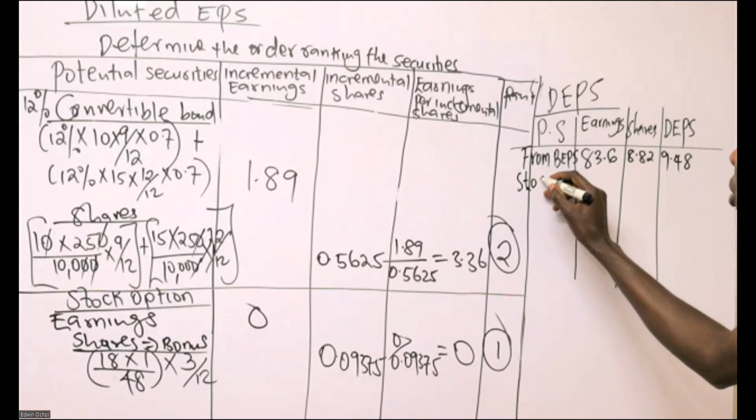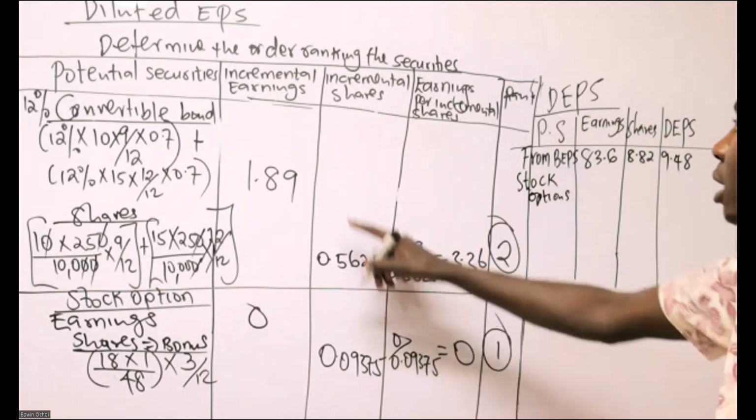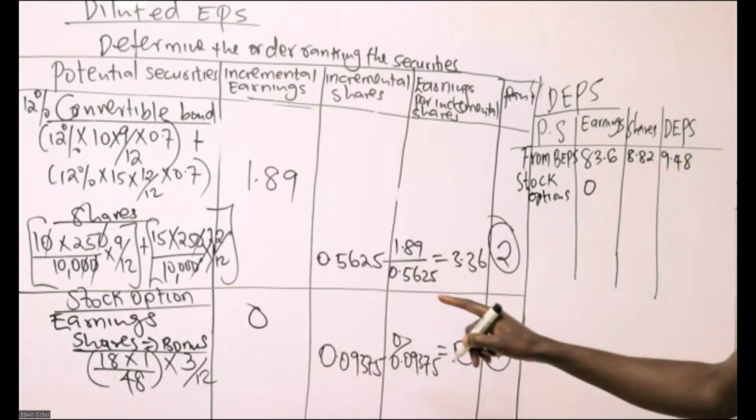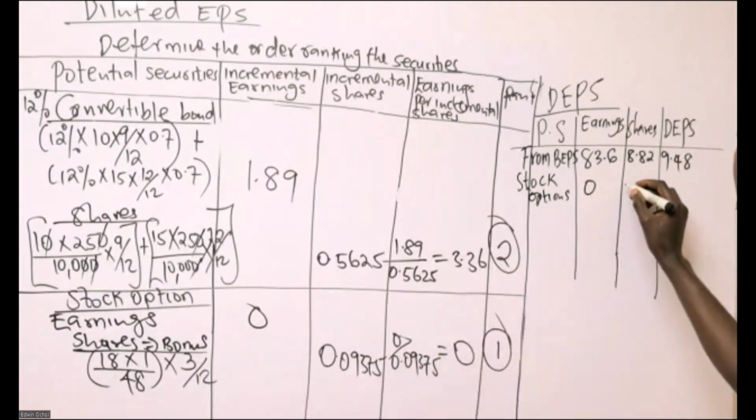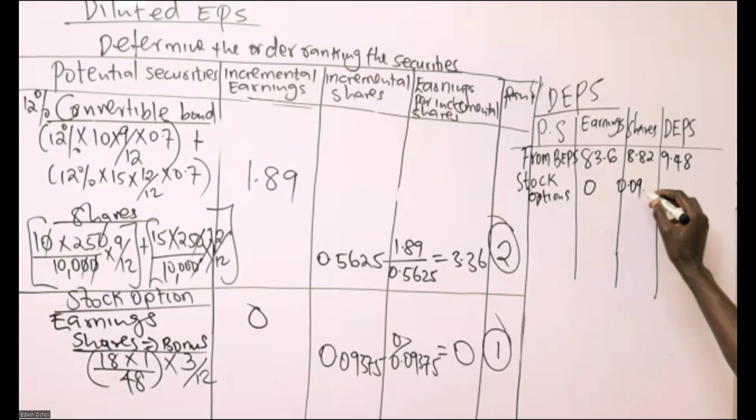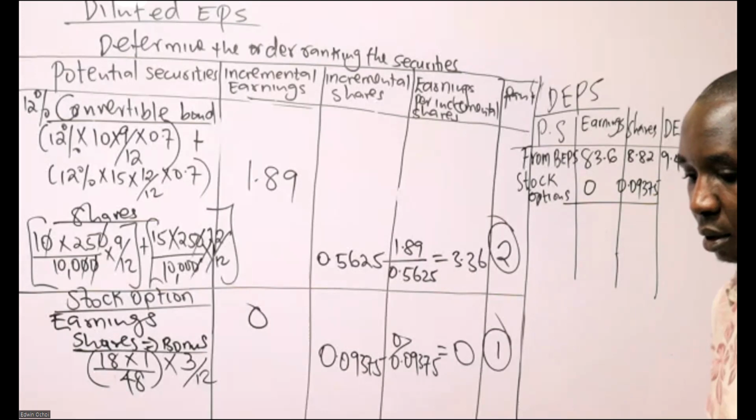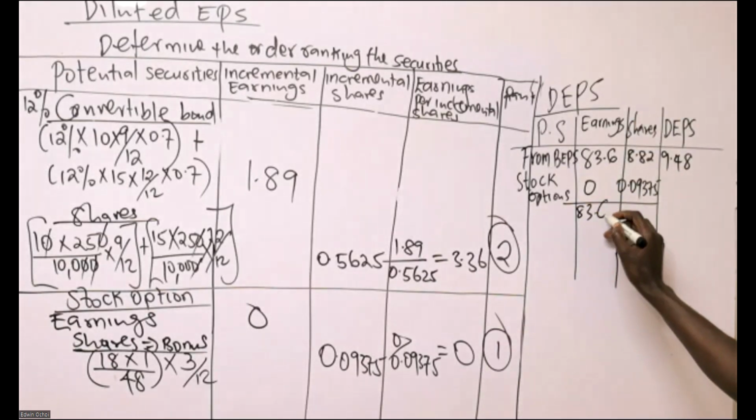So we talk about stock options. Earnings is 0. There's no savings made to the earnings. Shares is 0.09375. So add this, you get what? 83.6 plus 0, 83.6.